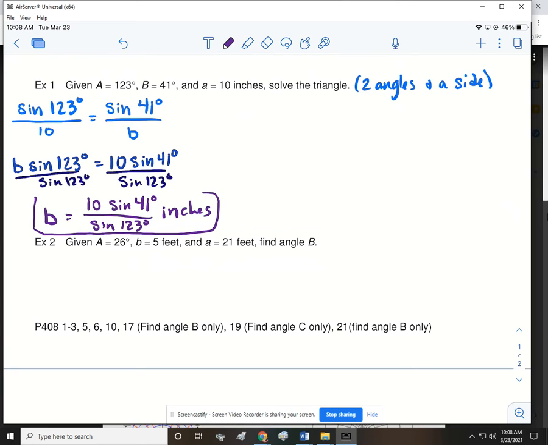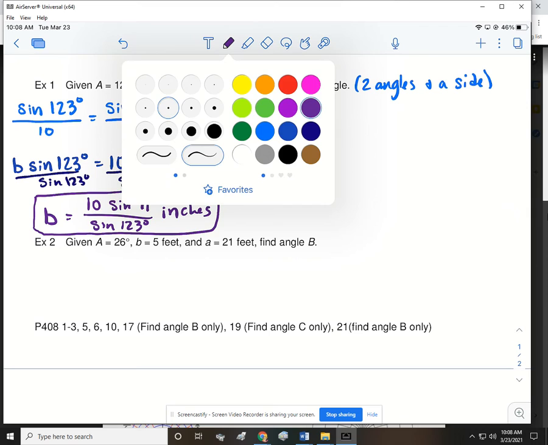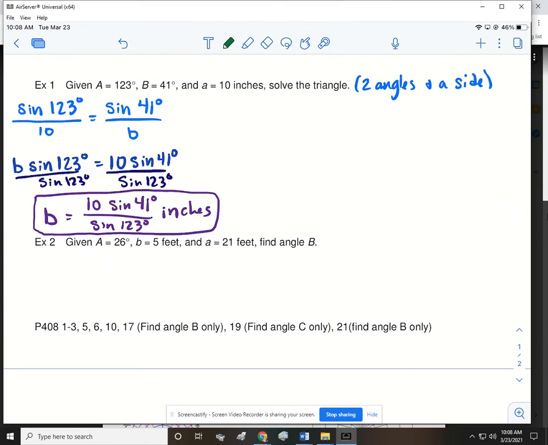Now we are not using a graphing calculator, so that's all we can do. We can't figure out what that is, and it's fine. It doesn't matter what it is. If you remember from right triangles, when we're solving a triangle, we're finding all the angles and all the sides. So I need to find angle C and side C. Angle C is not difficult. We know there are 180 degrees in a triangle, and we subtract the two angles we know, which leaves angle C as 16 degrees.